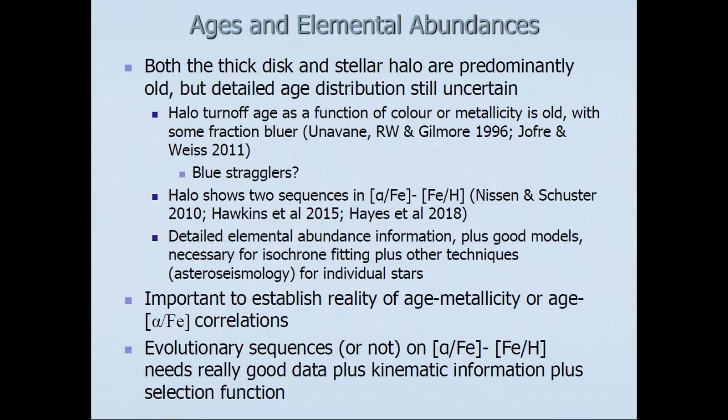As we just mentioned, this accreted sequence: it used to be that the halo just had enhanced alpha. As we got better data, starting from Nissen and Schuster, it became obvious that there really are two sequences in the halo, as there are two sequences in the disks. And we really need good detailed elemental abundance information and good models if we want to get isochrone ages for stars. We really need to know age-metallicity and age-alpha abundance correlations to understand the sequence of the merger. We have a great chance in our galaxy to look in detail at the physics of the merging process, but only if we can really understand ages and kinematics and how they all correlate together.